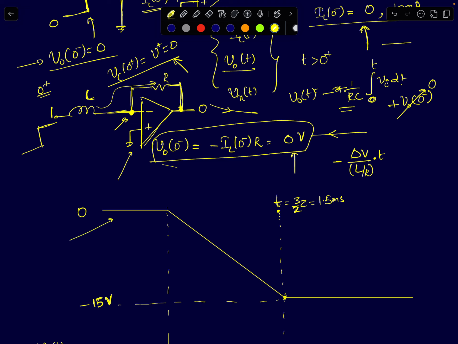And it will undergo the same decrease, and the slope of this decrease: delta V is given as 10, L by R is given as 1 milli. So it is 10 by 1 milli, so it will decrease at the rate of 10 volts in 1 millisecond. Therefore, in 1.5 milliseconds or 3 by 2 time constants, the output will reach minus 15 volts.